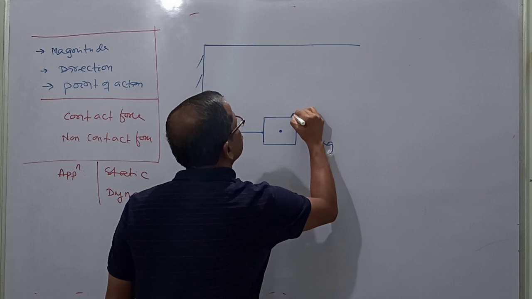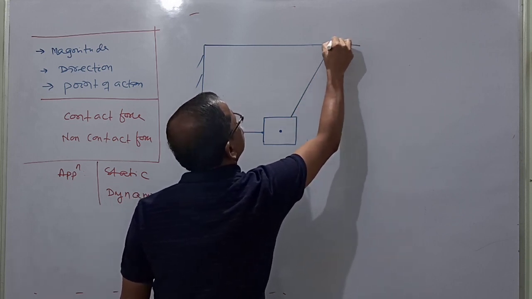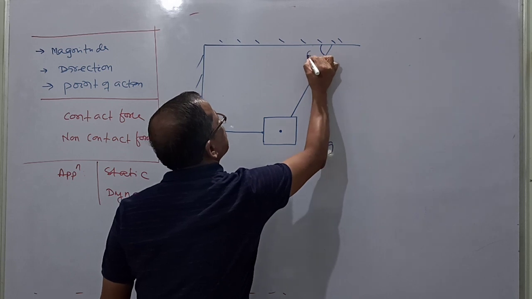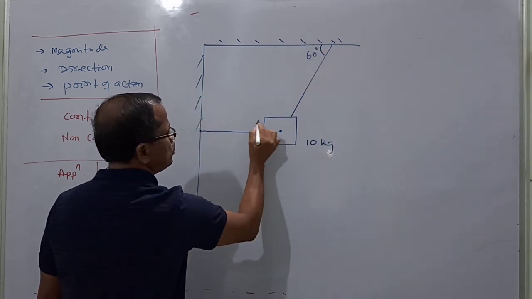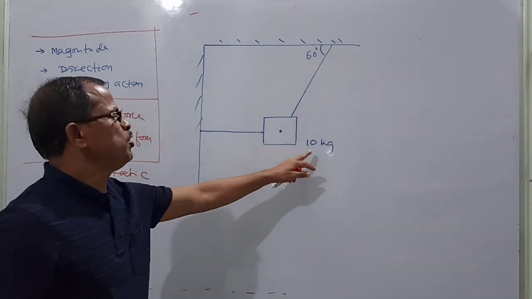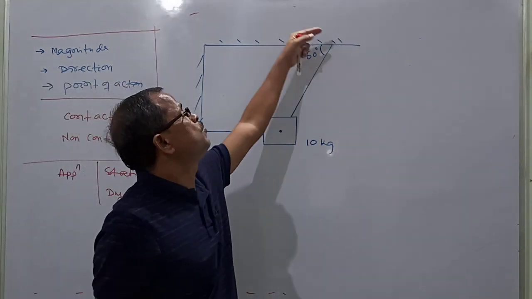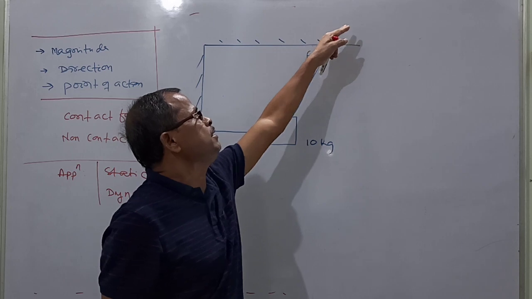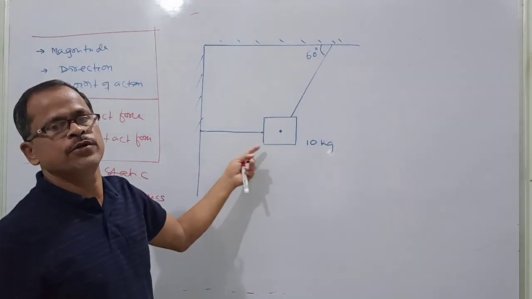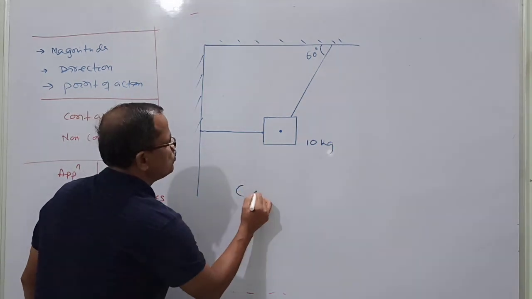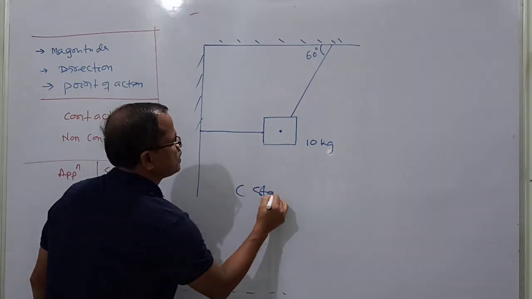Now a string is connected to the roof, and this makes an angle, let's say 60 degrees. So this is the body, mass 10 kg, suspended by an inclined string to the roof. Another horizontal string connects to the left wall. Now the body is in equilibrium. Equilibrium means a static problem, statics.